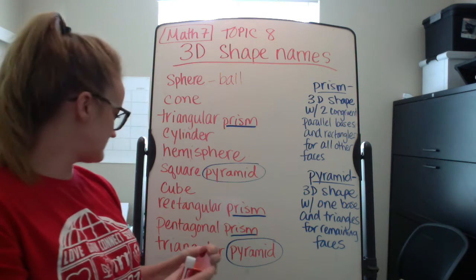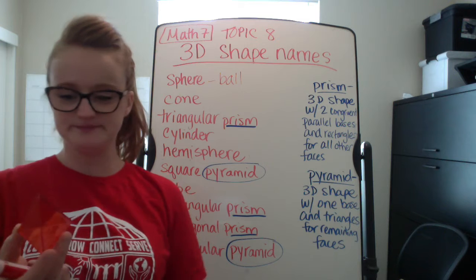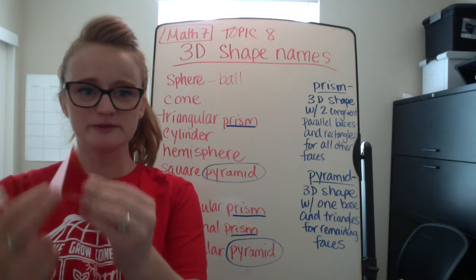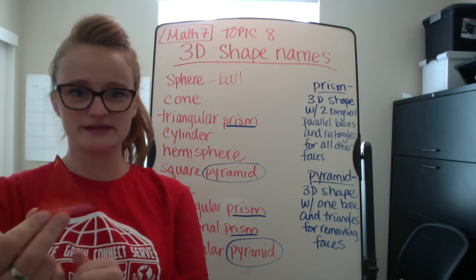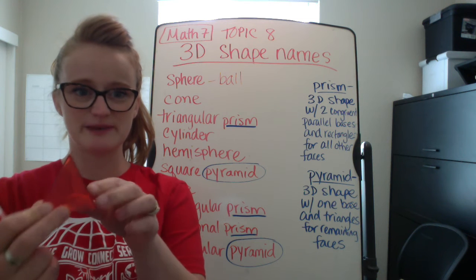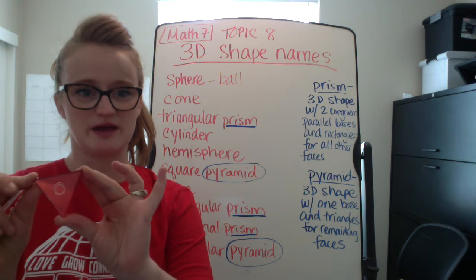And the last one I'm going to talk about today is a triangular pyramid. Okay, so a triangular pyramid is a little bit different than the other pyramids, like a square pyramid, because the base is, guess what, also a triangle.